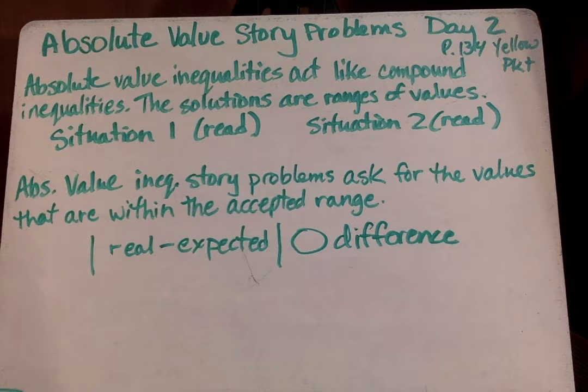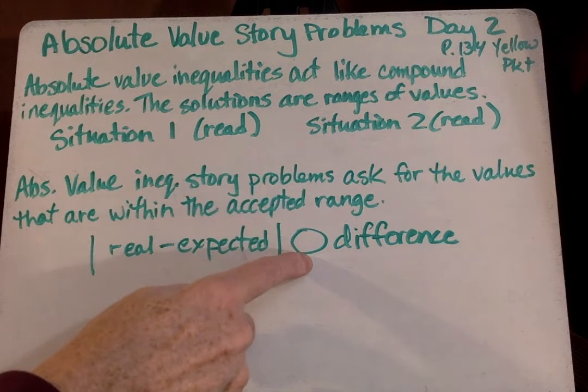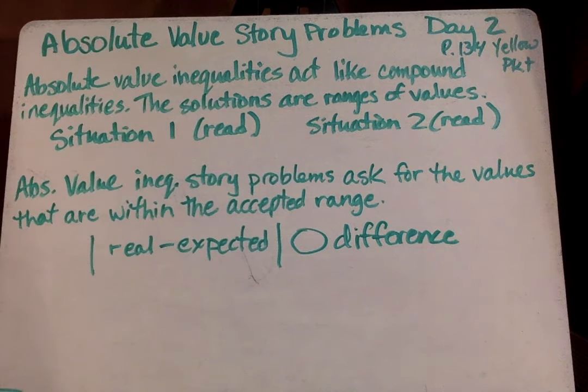Situation 1, there's a chemical spill and the zone of evacuation is 3 miles. That means the real minus expected will be greater than or equal to 3 miles. So anybody within that zone can only be there if they're protected, but everybody else has to stay 3 or more miles away from that chemical spill.